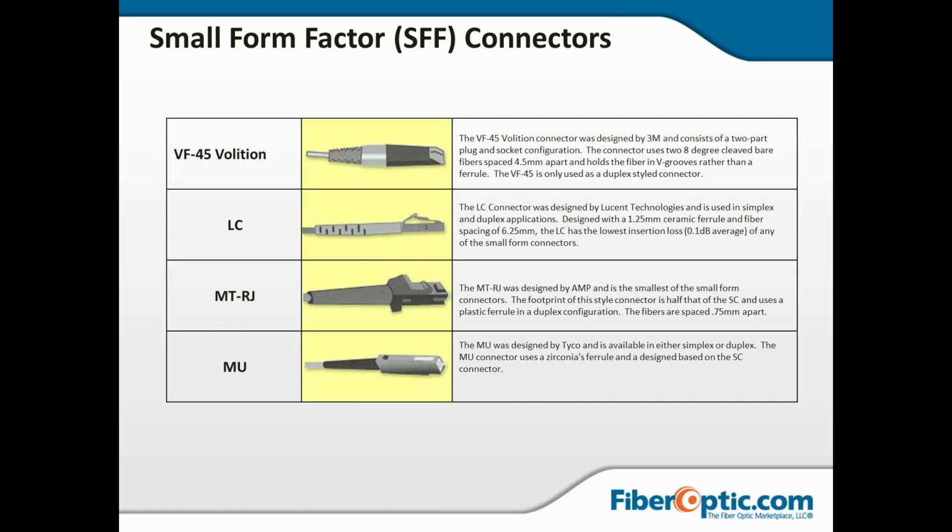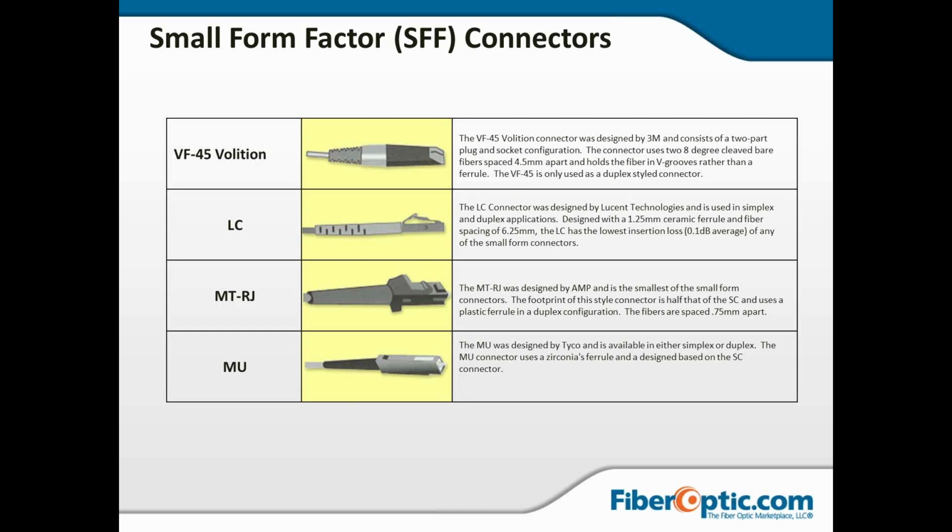MTRJ, I'm going to skip one and come back to it at the end. The MTRJ was designed by AMP. It is the smallest of the small form factor. It uses two fibers that are spaced 0.75 millimeters apart, and it's usually intended to be a duplex connector.